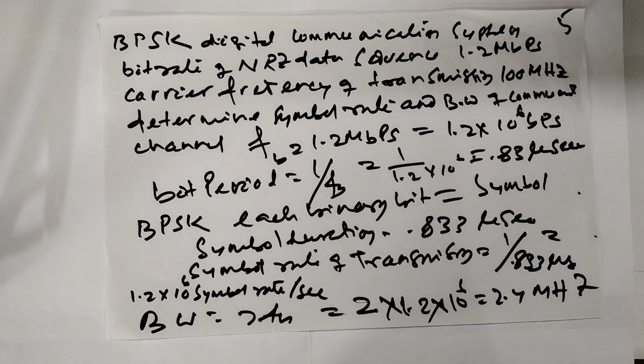In a BPSK digital communication system, the bit rate of the NRZ sequence is 1.2 Mbps. The carrier frequency of transmission is 100 MHz. Determine the symbol rate and bandwidth of the channel.